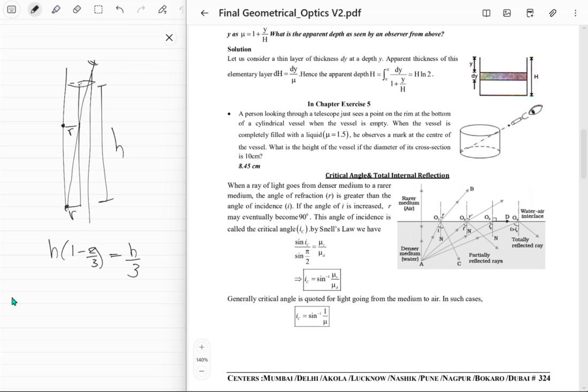Okay, once again, it's making no sense now. How could this be h upon 3 and be at the center? Unless the vessel is not right. That must be what's happening. But wait, it does say it's completely filled with a liquid. So it has to be just 2/3 over there, and it just gives h/3 as the shift. Diameter of... No, I don't know what to do over here. Just move on.